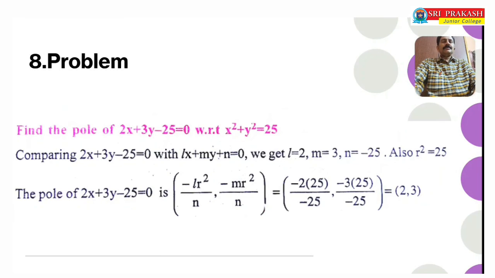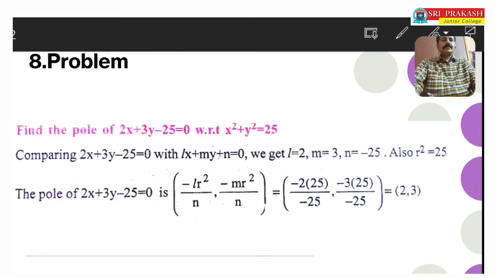One more example. Find the pole of the line 2x + 3y - 25 = 0 with respect to x² + y² = 25. Here also, compare the given line with the line ax + by + c = 0, so that you can have the a value, b value and c value, or you can also compare with lx + my + n = 0.